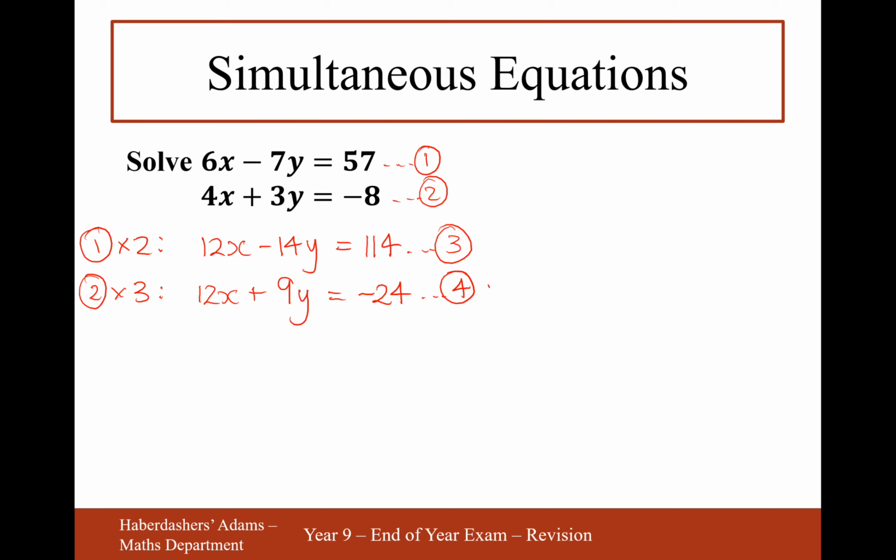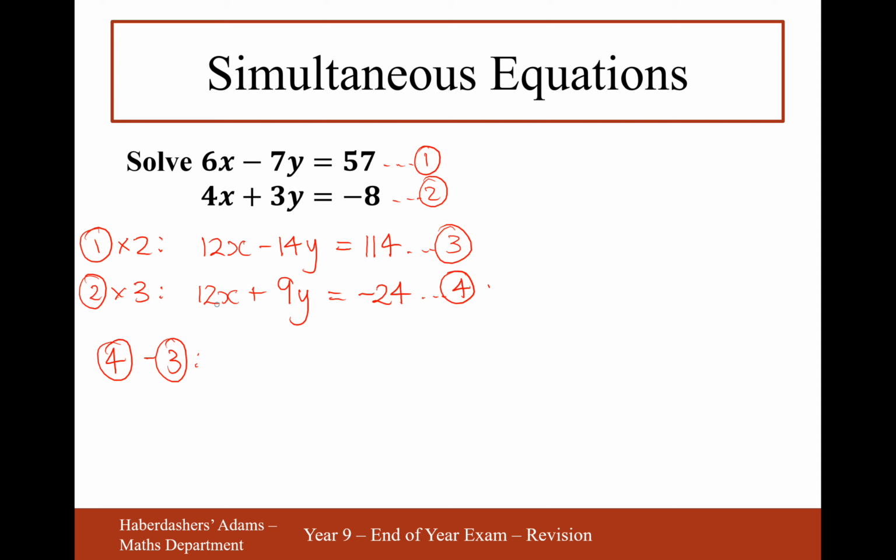Now, this is where people always struggle with simultaneous equations. It's the negative numbers. When negative numbers are introduced to simultaneous equations, that's where students go wrong. So make sure you're really paying attention here. I've got 12x and 12x. So which way round would it be easiest to subtract? I think I'll do 4 take away 3, because I've got 9y as the bigger number. So it's 4 take away 3.